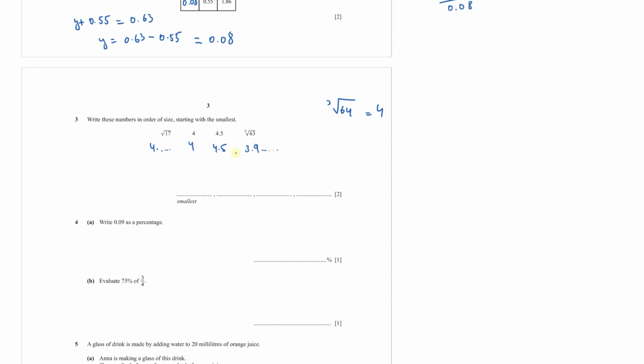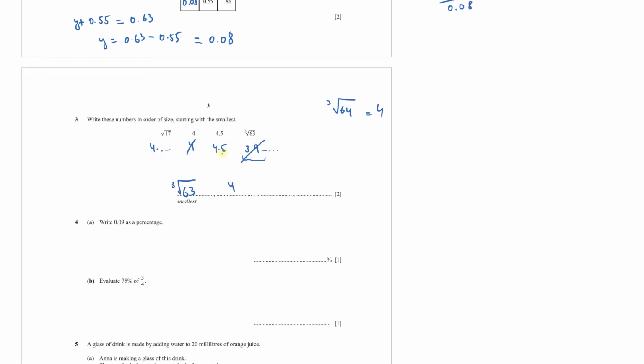Now if you look at these numbers, we can straight away see that this is the smallest number. There is no other number that is 3 something. So cube root of 63 will be the smallest. The next largest is this 4, because this is 4.5 and this is also 4 point something. This could be 4.01 or 4.10, but it is definitely greater than 4 because square root of 16 is 4. So square root of 17 must be greater than 4. So the next smallest number here is 4.